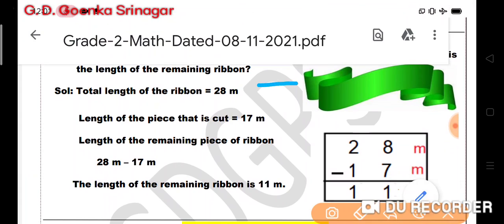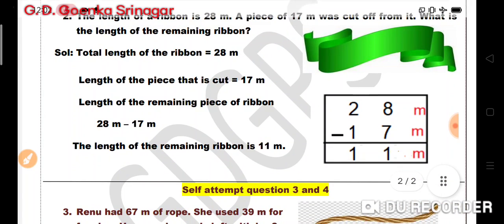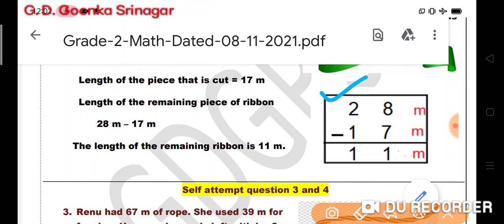The total length of the ribbon is 28 meter. Length of the piece that is cut off is 17 meter. So length of the remaining piece of ribbon will be 28 meters minus 17 meters. Here we did our subtraction. 28 minus 17 meters is 11 meters. So the length of the remaining ribbon is 11 meters.